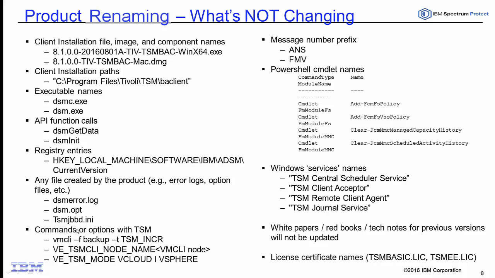Command lines or options with TSM will stay the same as well. In addition, all of our message numbers and prefixes have stayed the same, even though the message content might have changed. PowerShell commandlet names are the same, as are our Windows service names, and any of the existing white papers, red books, tech notes, etc. have not been updated. However, from version 8.1 forward, those will all contain the new IBM Spectrum Protect naming convention.